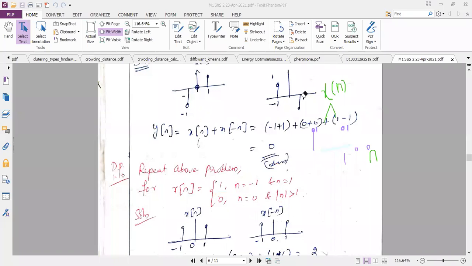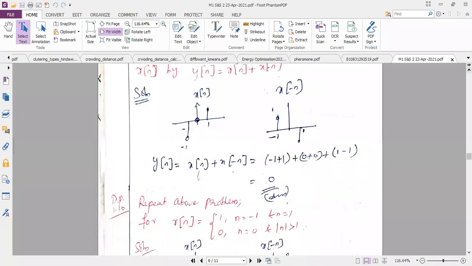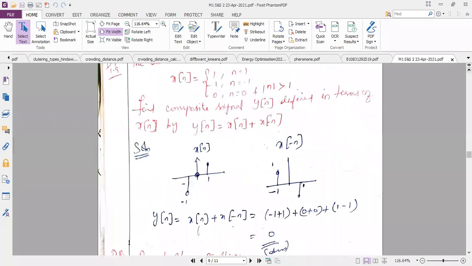Now, to get y of n is equal to x of n plus x of minus n, I have to draw x of minus n, right? So can you people try by yourself? I will hide the screen. Can you try finding x of minus n by yourself? I told you how to find x of minus n. So please try it by yourself and tell me, is there any difference between the x of n and x of minus n graph, or is it the same?